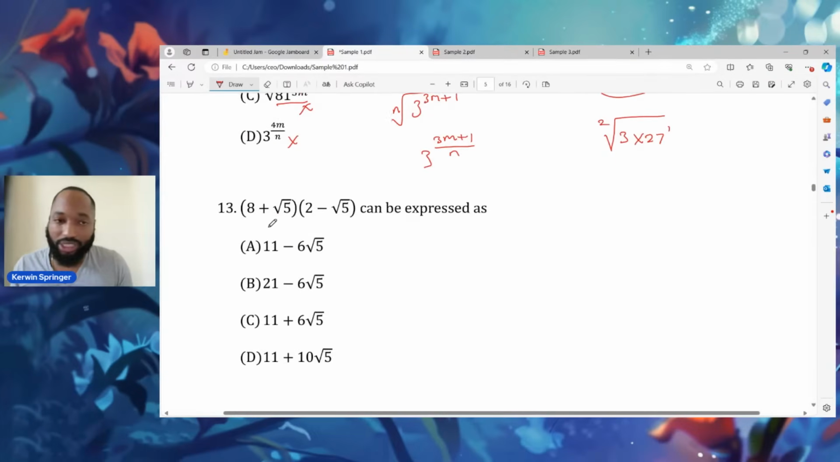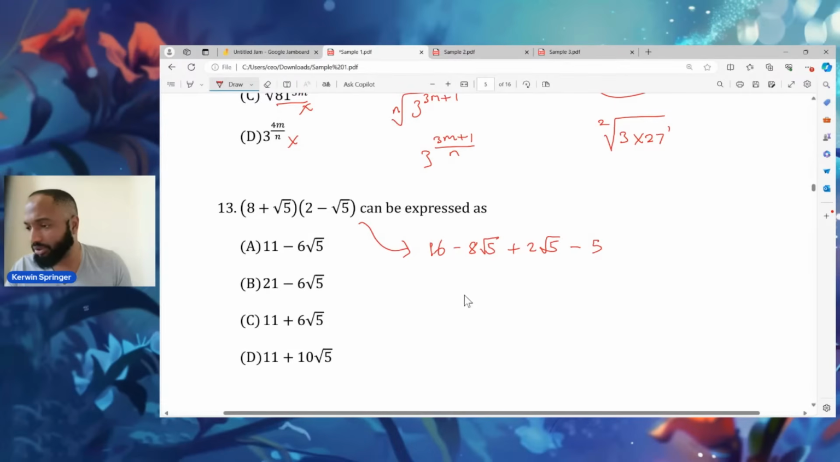You want to get everything correct in paper one, because if you didn't get it correct, people in my class will get it correct. 8 plus the square root of 5, 2 minus the square root of 5 can be expressed as 1. All right, so we need to multiply 8 by 2. So we get 16, 8 by negative root 5 minus 8 by the square root of 5. Square root of 5 by 2, you'll have 2 plus the root of 5. And root of 5 by the root of 5, that's just negative 5.